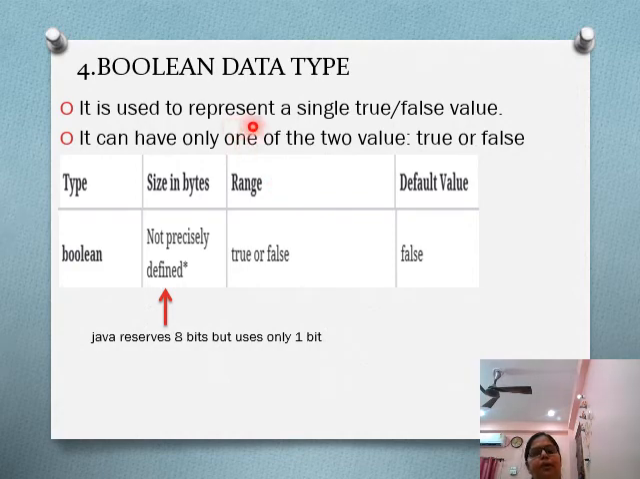The Boolean data type, as we have seen previously, holds only a single value: either true or false. It can have only one of the two values. Its type is boolean and its size is not precisely defined, but Java reserves 8 bits and uses only 1 bit. Its range is true or false, and its default value is false. Always remember the default value of Boolean is false.